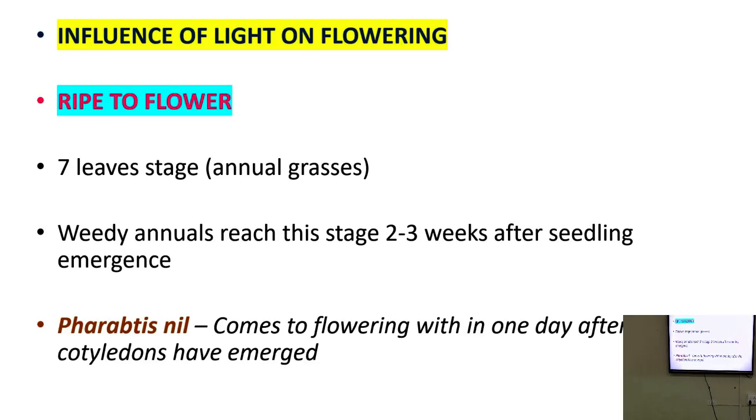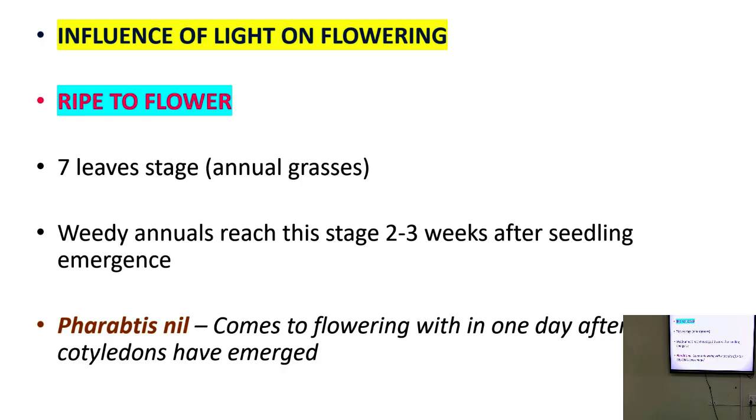Now, what are the factors that make this plant convert from the vegetative to the reproductive phase? If you understand that, light has a profound influence on how this plant is going to be converted into its reproductive phase. Here, the first and foremost thing we call the influence of light on flowering. Let's try to understand how light is going to influence the flowering process.